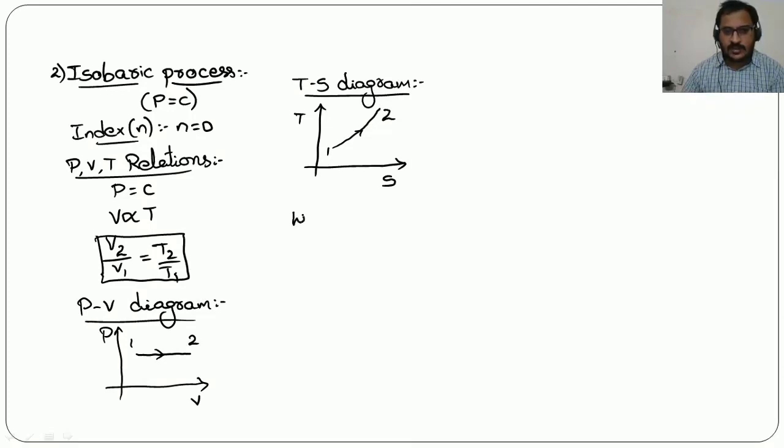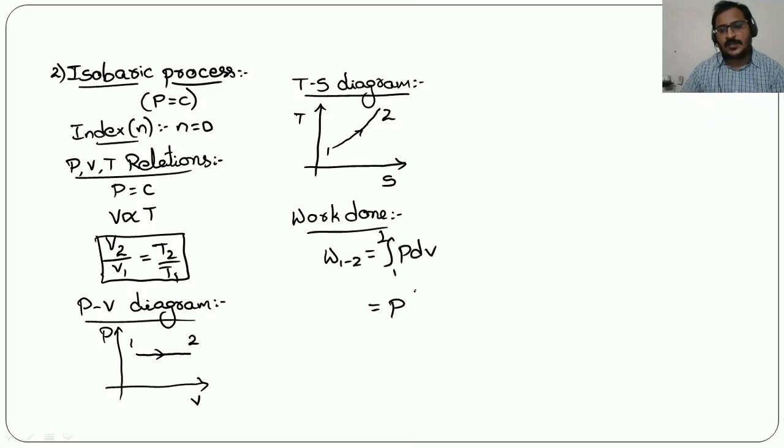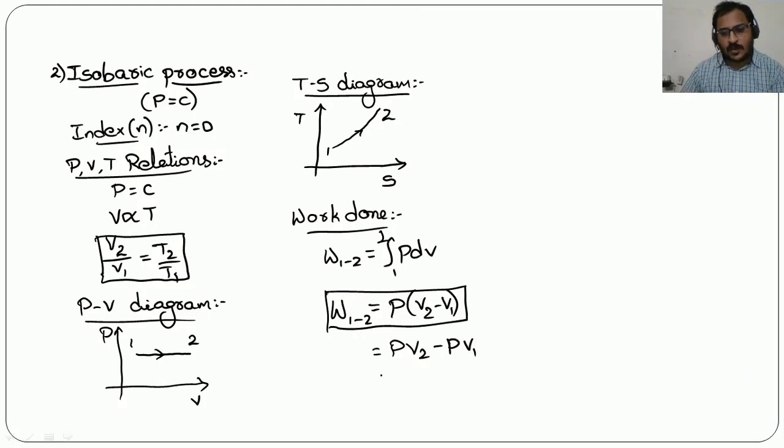Now coming to work done. Work done is integral PdV. So we can write this as P into (V2 minus V1). This is the formula for work done, which we can consider. Also, we can write this same expression as PV2 minus PV1, or we can write this as P2V2 minus P1V1.